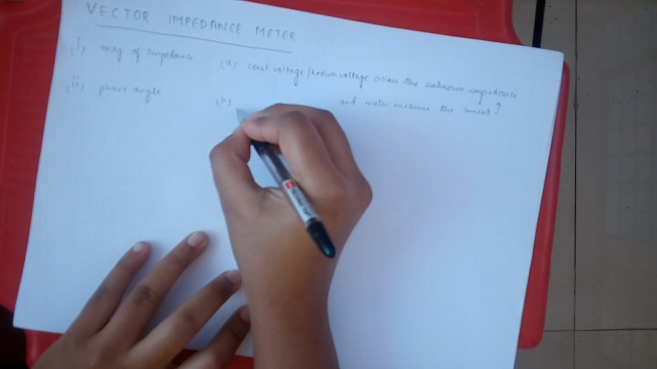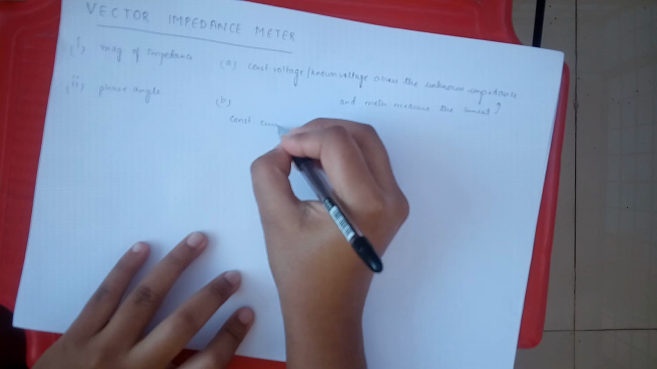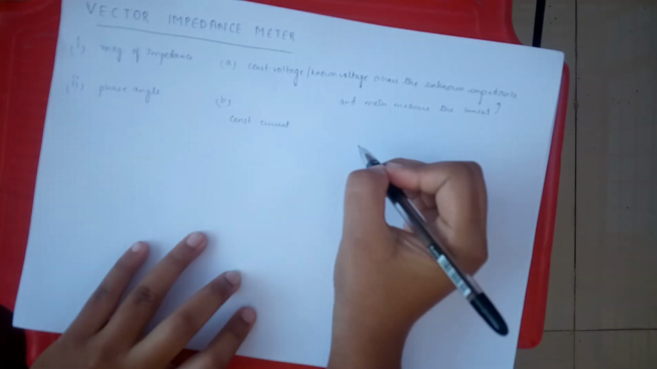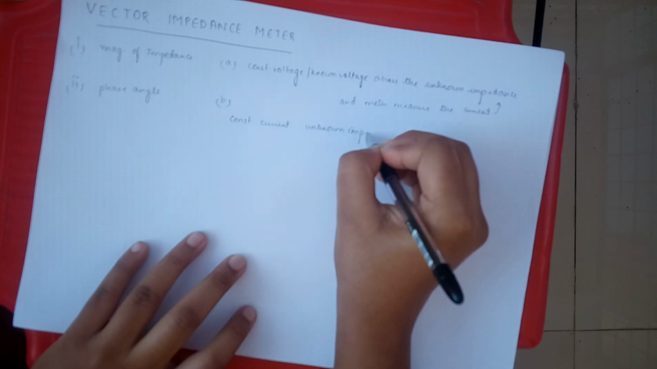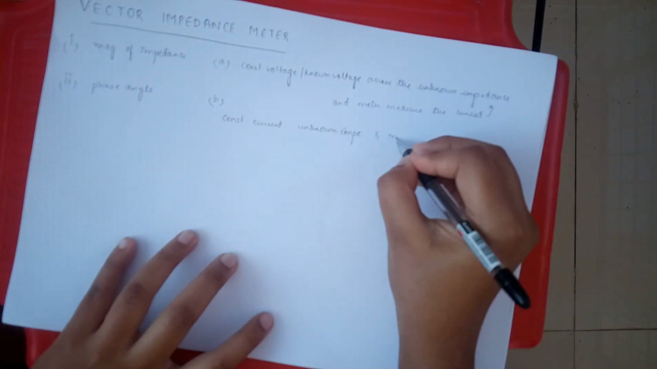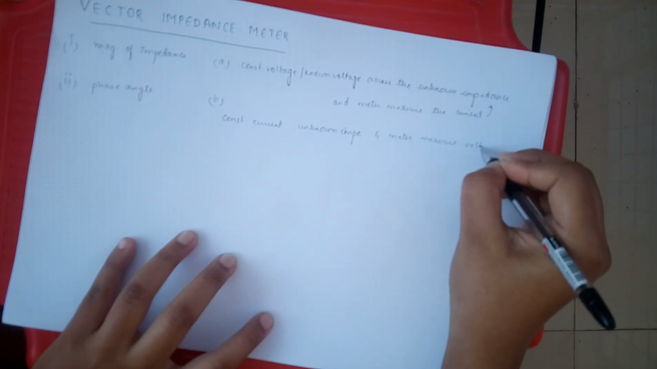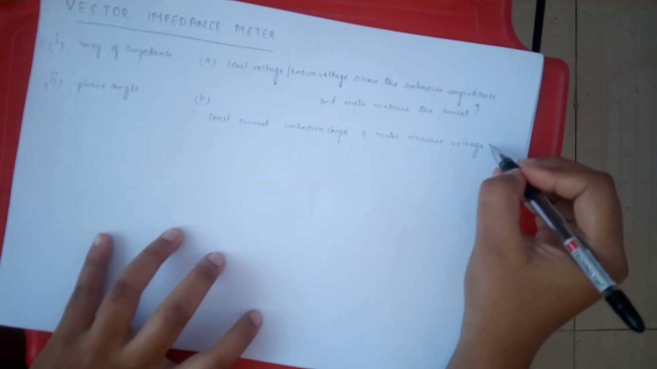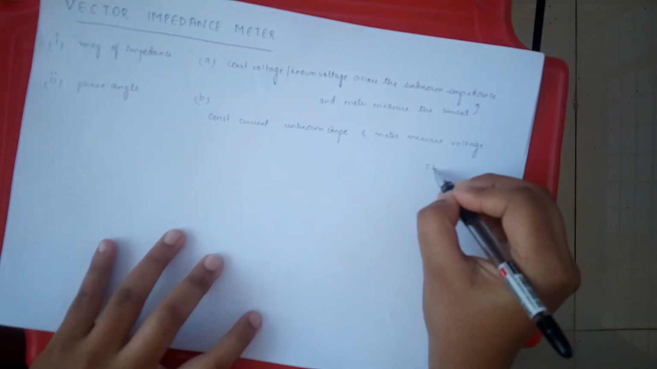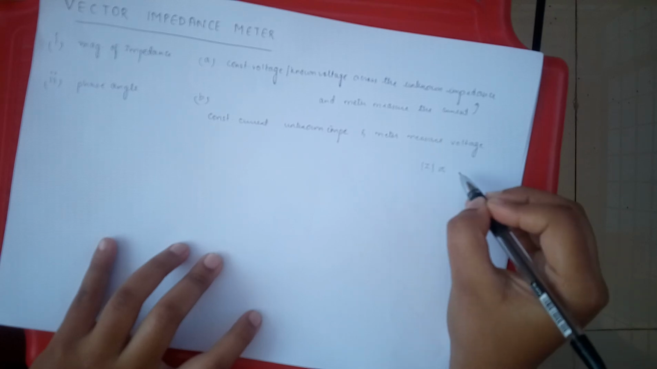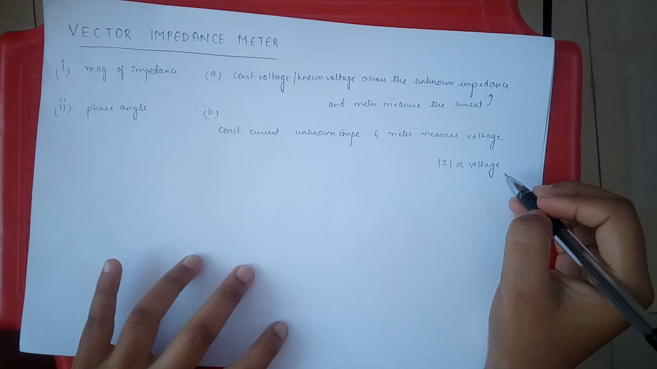The second method is you make a constant current, or a known value of current, flow through the unknown impedance, and then make the meter measure the voltage across the unknown impedance, and so give a reading of Z, magnitude of Z, proportional to the voltage that it measures across the unknown impedance.